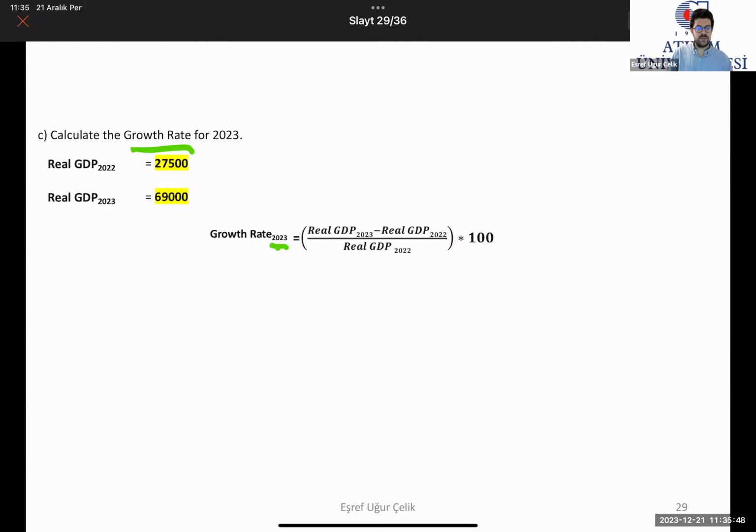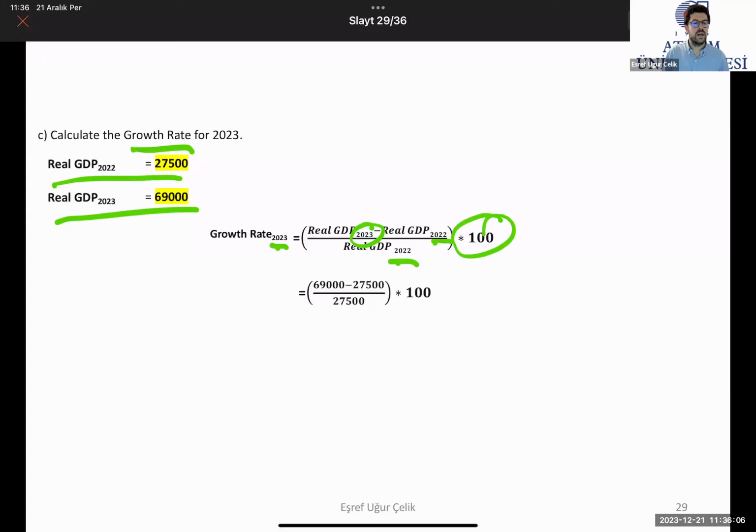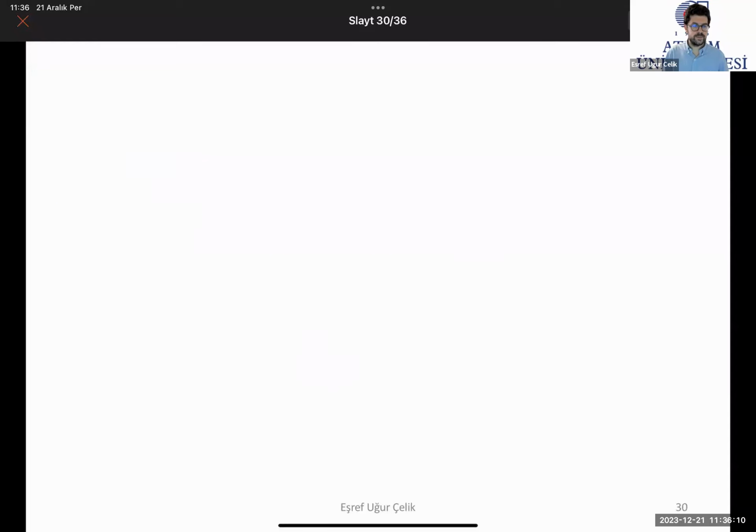Growth means real. And I said we use the percent change formula. Firstly, we get the year I asked you, then subtract 1 year earlier, divided by 1 year earlier, multiply, this is the rate. That's why we multiply by hundred, okay? And we find the numbers over here, and the growth rate is equal to 150.